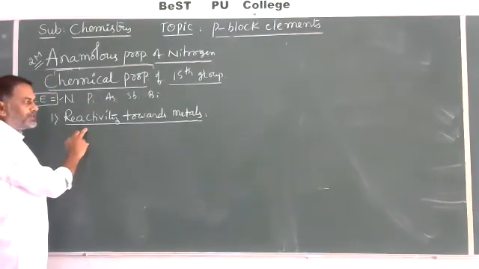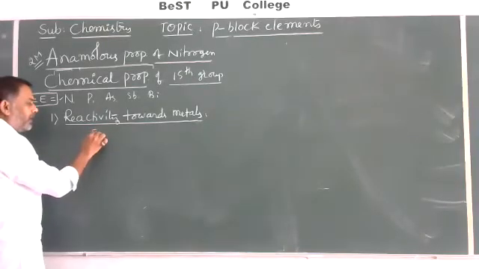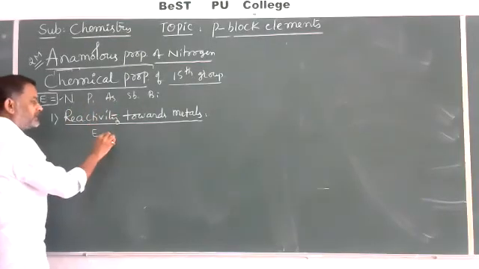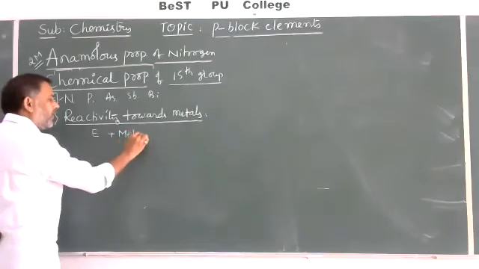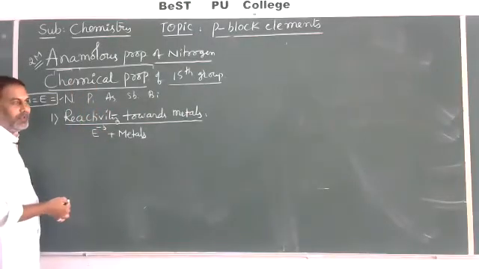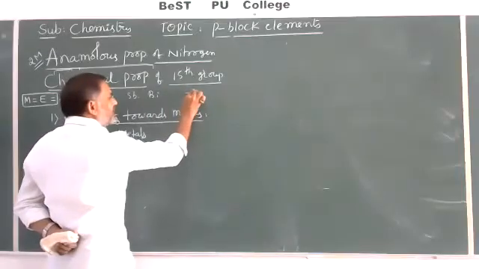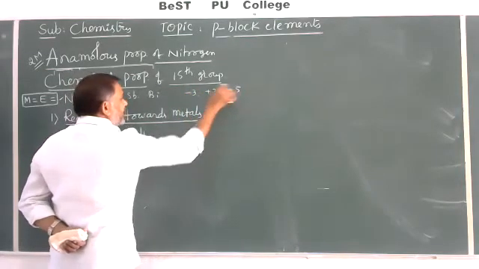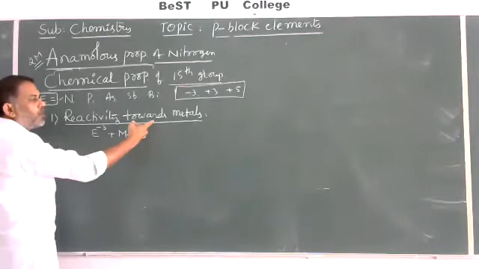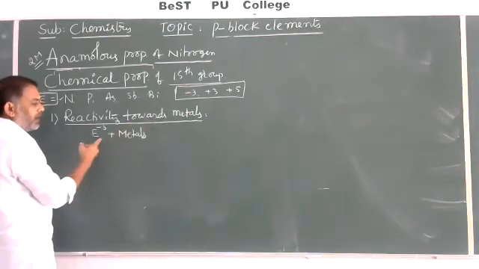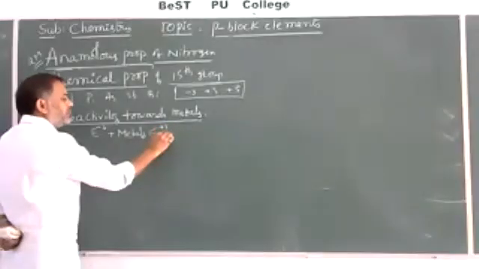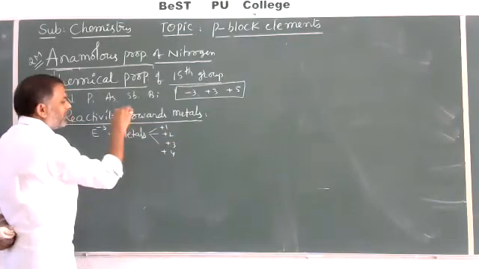Now, in this reactivity towards metals, generally the 15th group elements react with metals in all cases. These elements show the -3 oxidation state, because for 15th group elements the common oxidation states are -3, +3 and +5. In their metallic compounds, the element E shows -3 and the metal shows a variable oxidation state like +1, +2, +3 or +4 and so on.